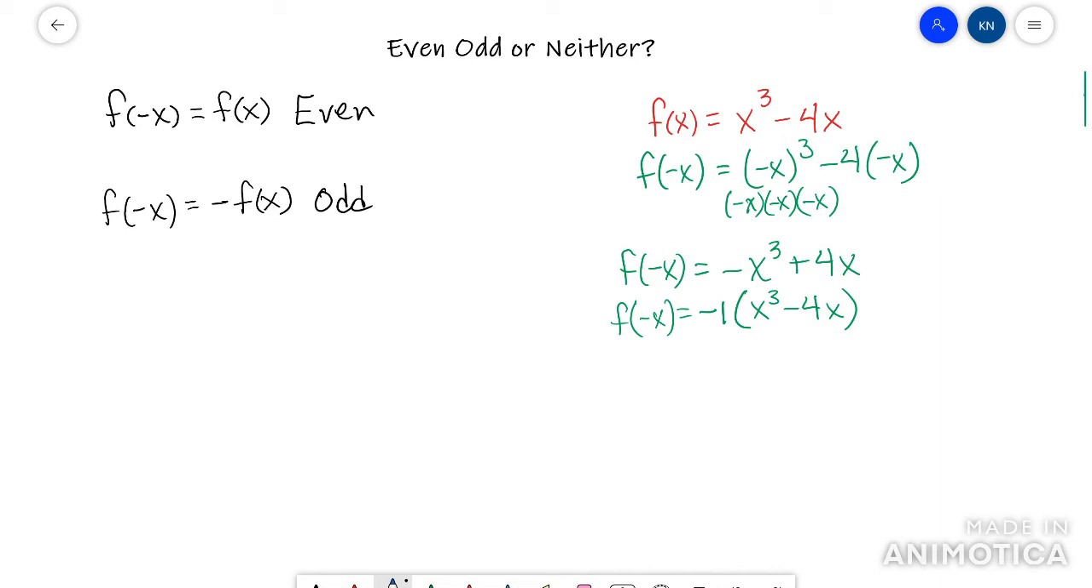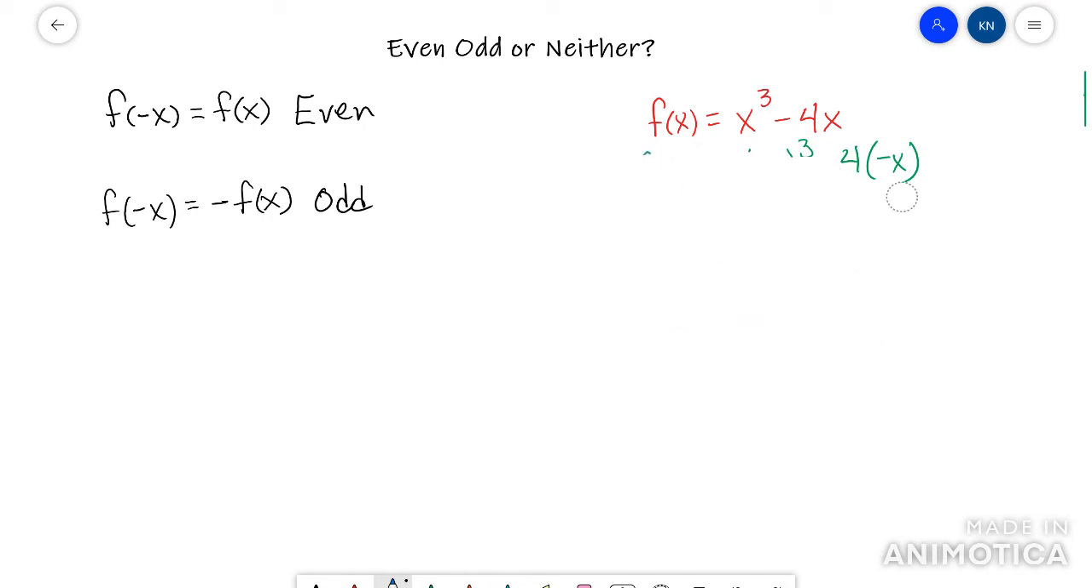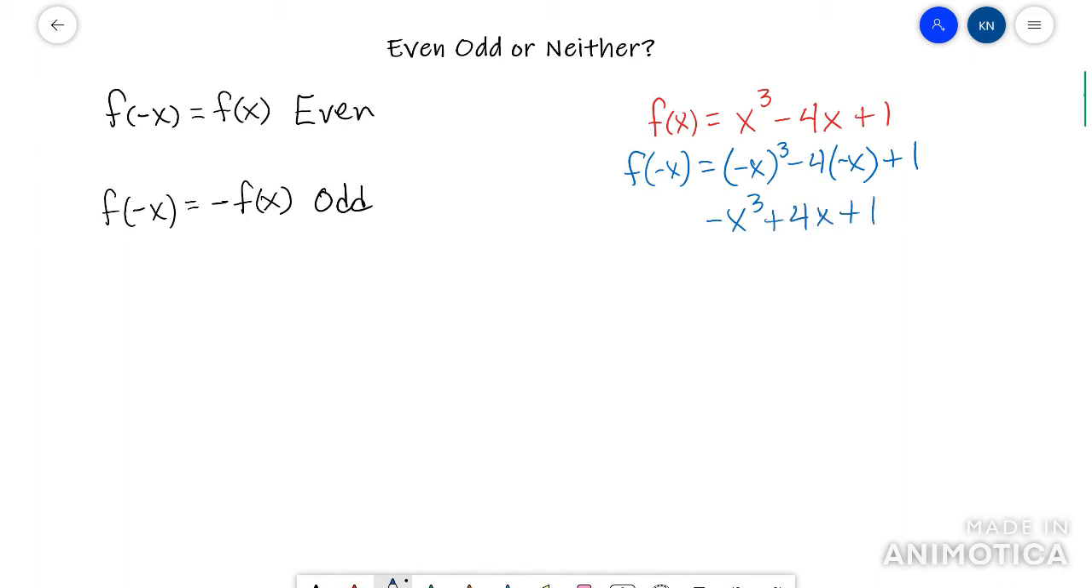Okay, now imagine this same equation, but at the end it has like a plus 1. Even, odd, or neither? Well, plug in your negative x again. Do your algebra and work it out. You'll get negative x cubed plus 4x plus 1. Factor out your negative 1.